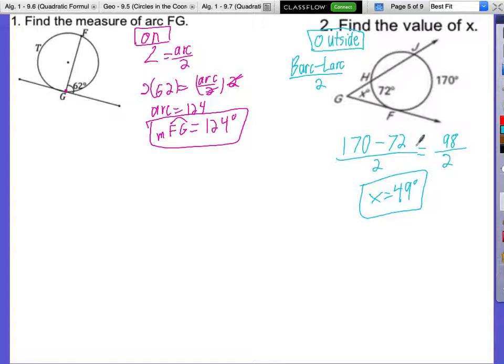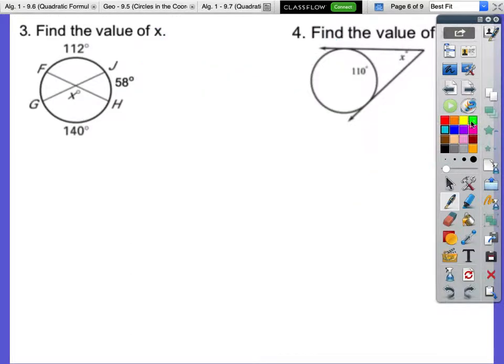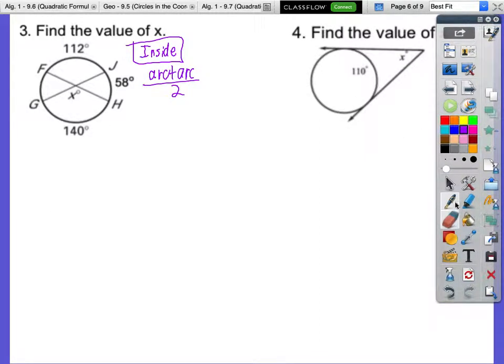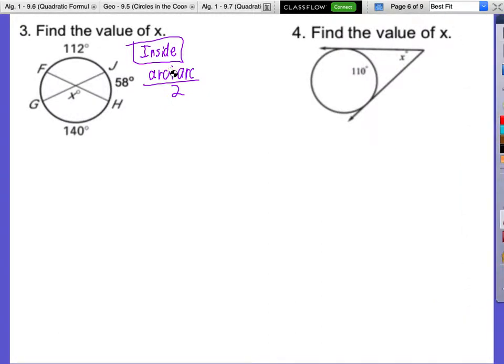Any questions on number 2 at all? All right, let's look at number 3. Where's our vertex at? Inside. Inside, but is it at the center? No. So we aren't able to use central angles. If it's at the center, we can use central angles: arc divided by 2. Otherwise it's arc plus arc over 2.